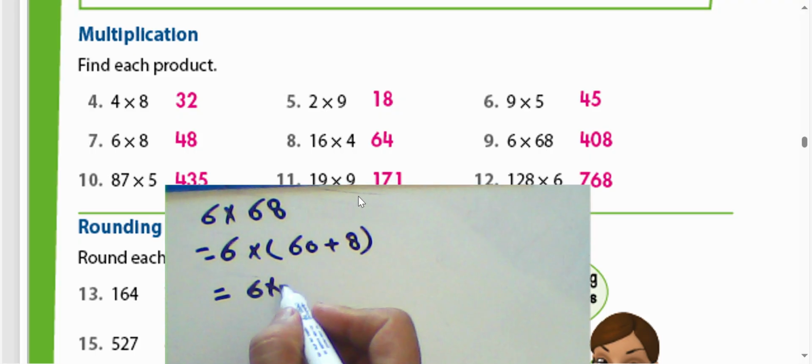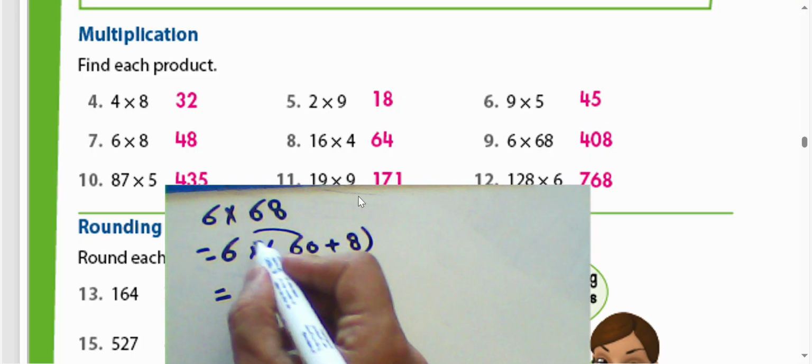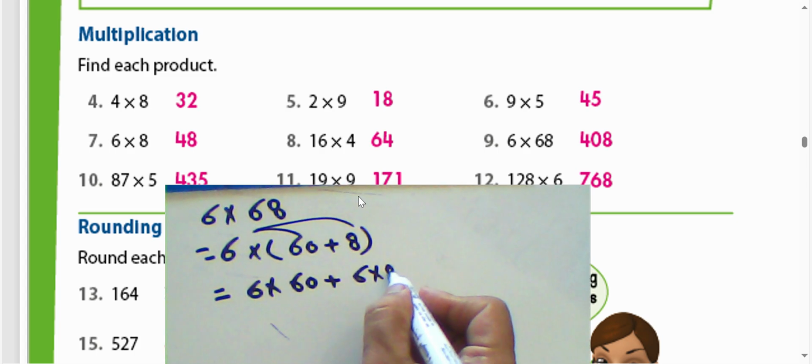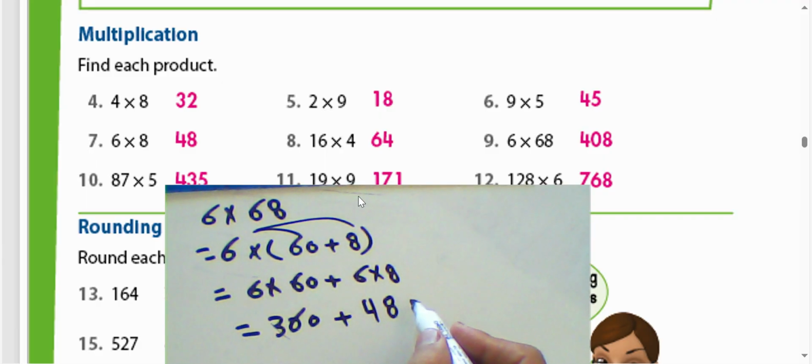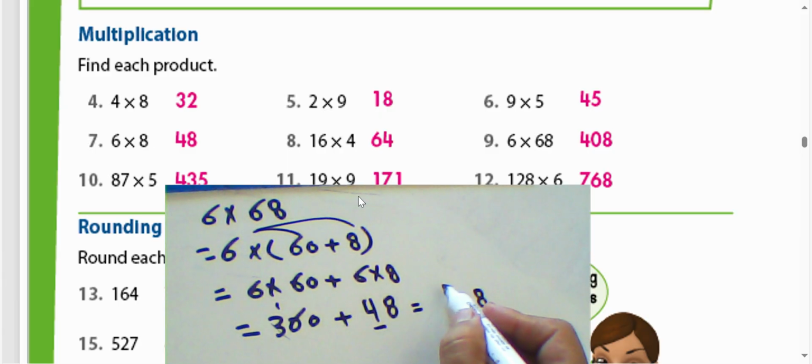And then you can write 6 times 60 and 6 times 8. 6 times 60, you can write 0, 6 times 6 is 36. Then 6 times 8 equals 48. You can add together, right? 8 plus 0 equals 8, and 4 plus 6 is 10, 0 and carry 1. 3 plus 1 is 4. The result will be 408.